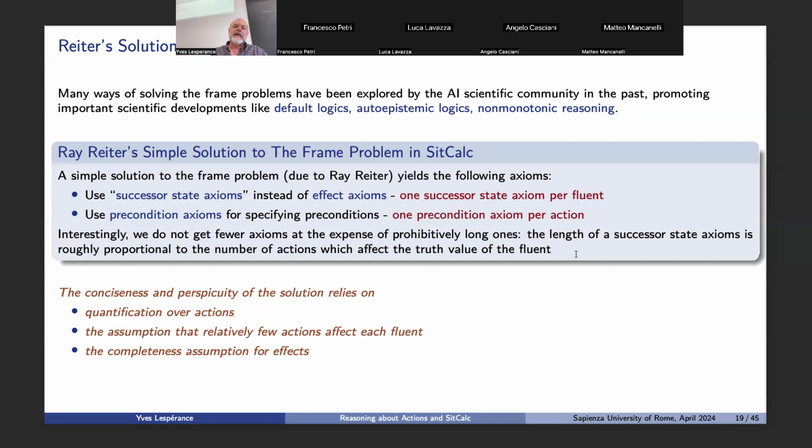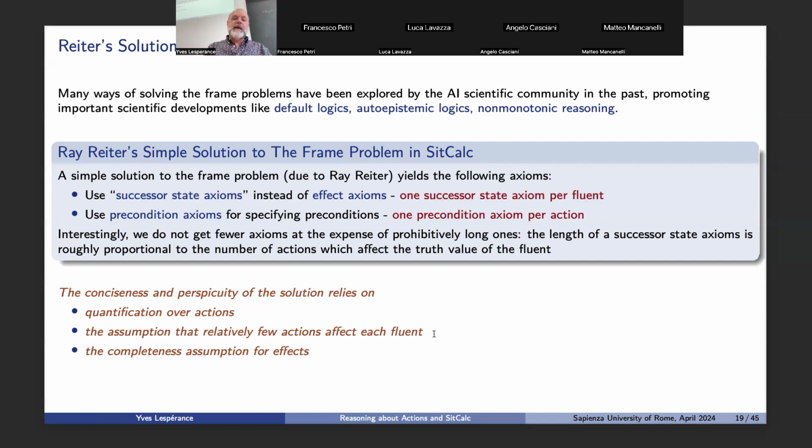In fact, the size of the successor state axioms is roughly comparable to the size of the effect axioms that you have. So how does this work? Well, it uses these three things. One is that you can quantify over actions in the situation calculus. If I was doing this in propositional logic, where I cannot quantify over actions, then this wouldn't work.